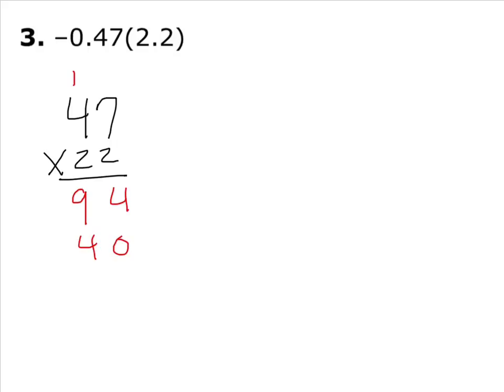Alright, number 3 says negative 0.47 times 2.2. Now when we're multiplying these, we really don't care about the decimals at first. We can forget about those decimals and just multiply like we normally would. We'll just multiply 47 times 22. Now, when we do that, I'm going to multiply 2 times 7, which gives me 14. 2 times 4 is 8, plus 1 is 9. Drop down my 0 here. Again, 2 times 7 is 14. 2 times 4 is 8, plus 1 is 9.